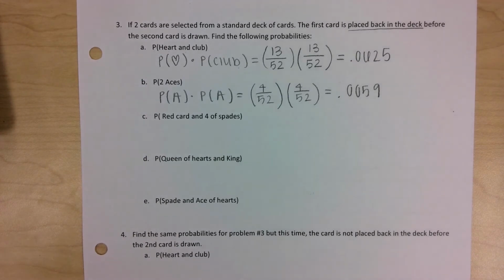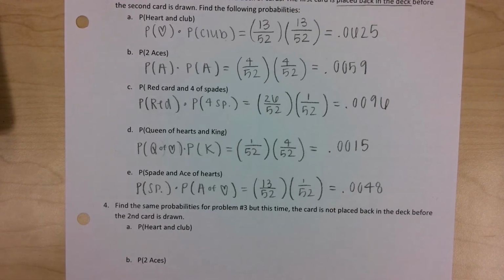You can try C, D, and E, and then check your answers. All right, here are the answers for C, D, and E. Typically, students do pretty well with these with the replacement because you can think of them as 2 separate events.